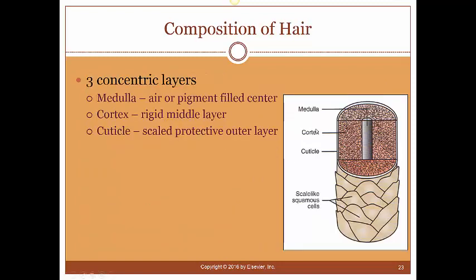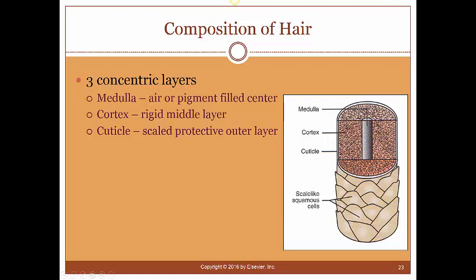When we start looking at hair itself and the way that it's formed, it's going to be epithelial cells. In the very center of a hair, in the middle of the shaft, is going to be the medulla, and this is either going to be just filled with air, there's nothing in there, or it can also have pigment, some melanin in there that will give it color.